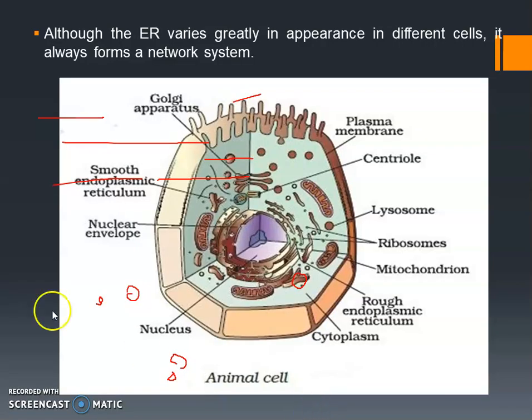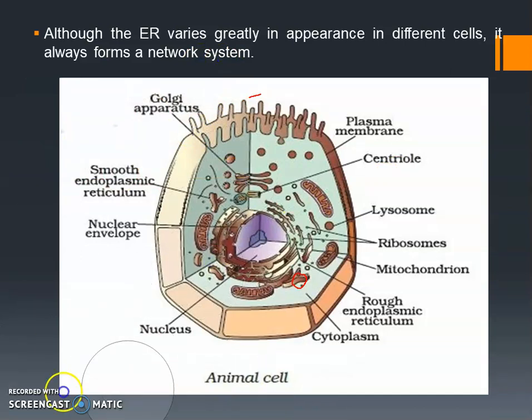Okay, now let us see the other important things about endoplasmic reticulum. Although the endoplasmic reticulum varies greatly in appearance in different cells, it always forms a network system. The appearance of the endoplasmic reticulum will be different in different cells, but they always form a network system. They work connected to one another.